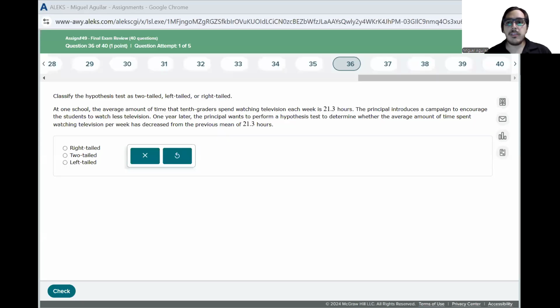All right. So this question says, classify the hypothesis test as two-tailed, left-tailed, or right-tailed. So we have to read the scenario to see what we're dealing with. And if I need to draw anything on the screen, I'll go ahead and draw any sort of visual aids if it's going to be useful.